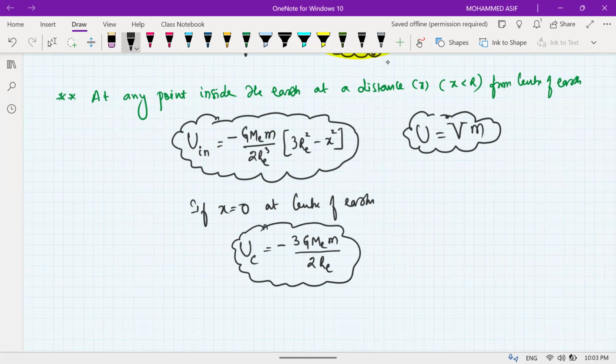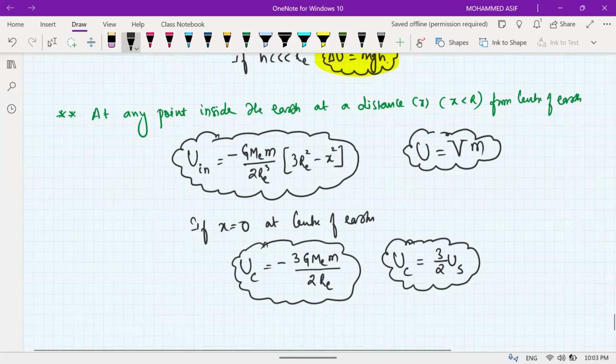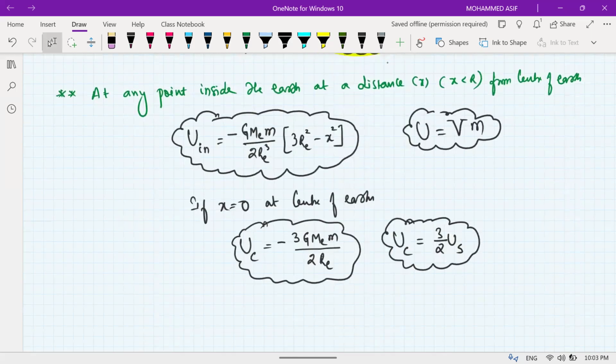Isn't it? That means indirectly I can write it as potential at the center will be equal to 3 by 2 times the potential on the surface. Okay, 3 by 2 times the potential energy on the surface, not the electric potential, sorry, gravitational potential. This is your gravitational potential energy anywhere inside. So gravitational potential energy at the center is equal to 3 by 2 times the gravitational potential energy on the surface. Am I clear?